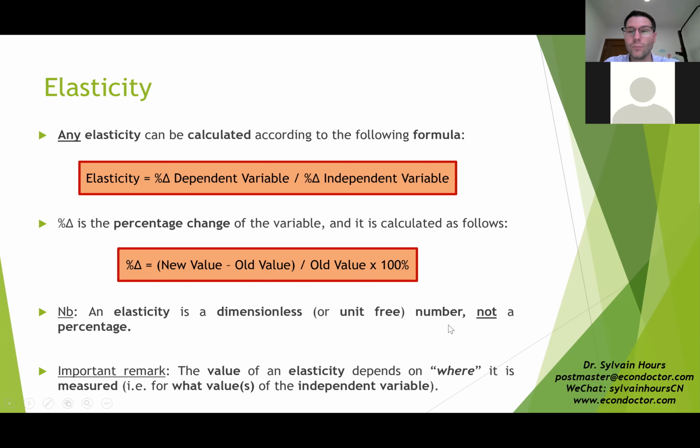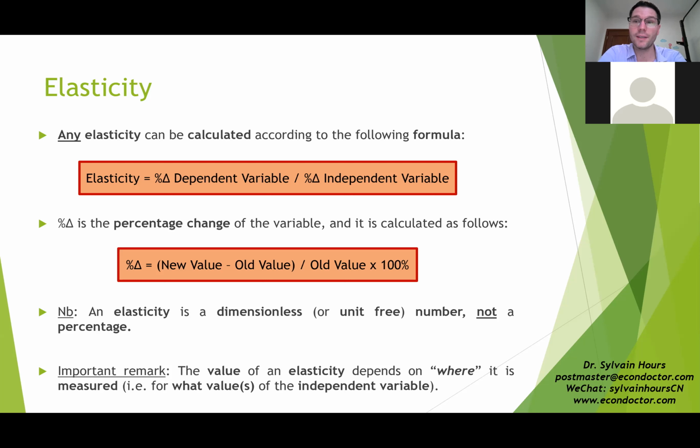And of course, the relationship between two variables varies on the basis of the value taken by the independent variable. For example, in the case of the price elasticity of demand, you know that its value changes as we move down the demand curve. If you have a demand curve that is a straight line, the PED is not constant. So it's important to keep this in mind.